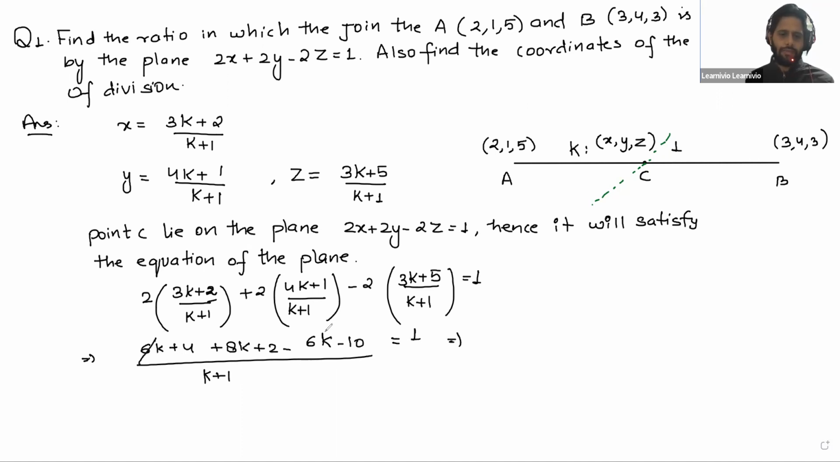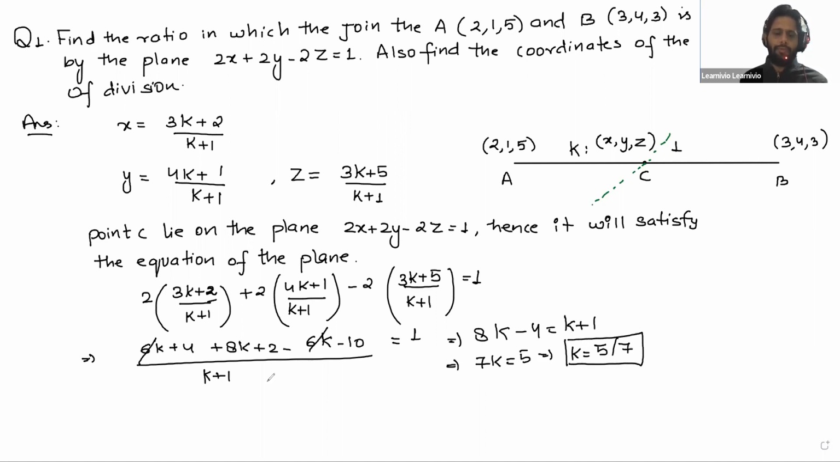6k and 6k cancel out. Next, you have this 8k. And 4 plus 2 is 6. 6 minus 10 is minus 4, equal to k plus 1. Shift this, so this will become 7 and this will become 5. So you will get k is equal to 5 by 7. Okay, Yusra, so this is the correct value of k. Now you get the value of k. You just need to put all these values here. So please put the values and share the coordinate.